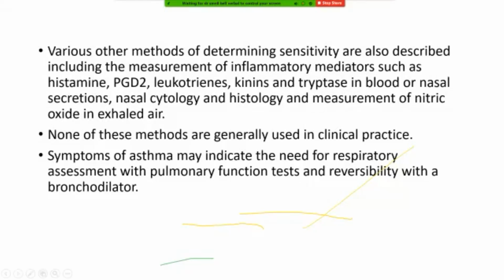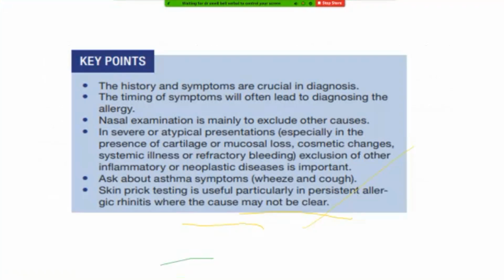The history and symptoms are crucial in diagnosis. The timing of symptoms will often lead to diagnosing the allergy. Nasal examination is mainly to exclude other causes. In severe or atypical presentations, especially in the presence of cartilage or mucosal loss, cosmetic changes, systemic illness, or refractory bleeding, exclusion of other inflammatory or neoplastic diseases is important. Ask about asthma symptoms such as wheeze and cough. Skin prick testing is useful, particularly in persistent allergic rhinitis, where the cause may not be clear.